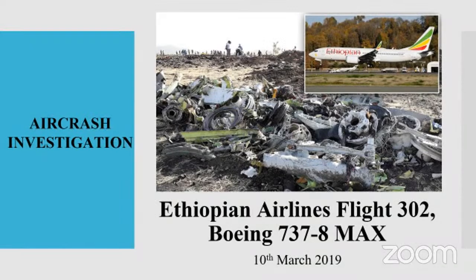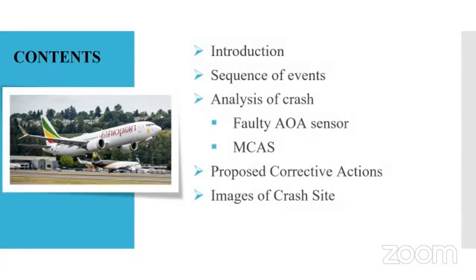Good morning, everyone. I'm Aman. I will be presenting the second crash PPT on behalf of Team 9. The second air crash investigation is on Ethiopian flight 302. The airplane in this flight was of Boeing 737 MAX 8 model. Next slide. In this PPT, we will be covering the following contents.